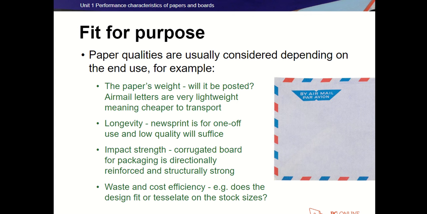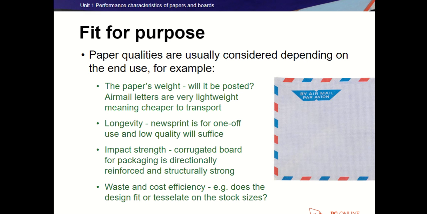So every material we use has got to be fit for purpose, and paper qualities are usually considered depending on their end use. So the paper's weight. Something that not many people think about is weight. You've got to think about things being delivered around the world or being packaged and put in lorries and shipping containers. The heavier something is, the more expensive it is to ship, but also the bigger impact it has on the environment, because the lorry is going to be creating more CO2 if it's got a heavier load.